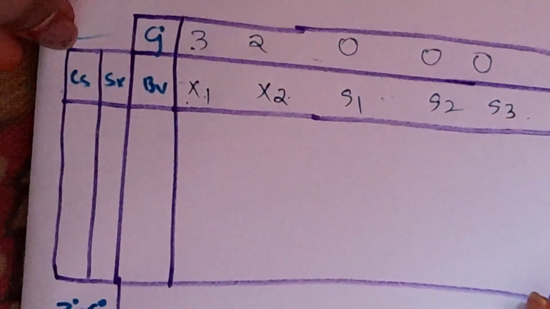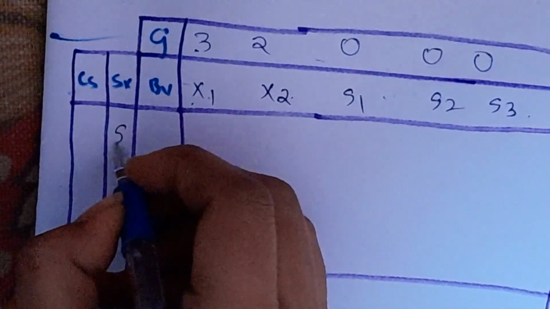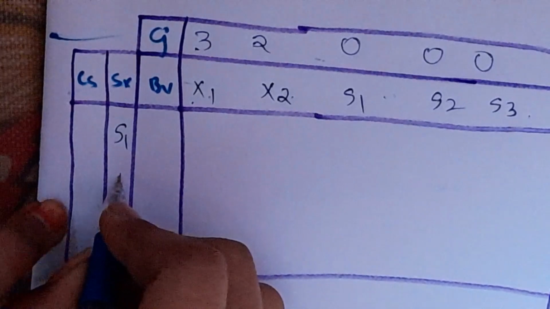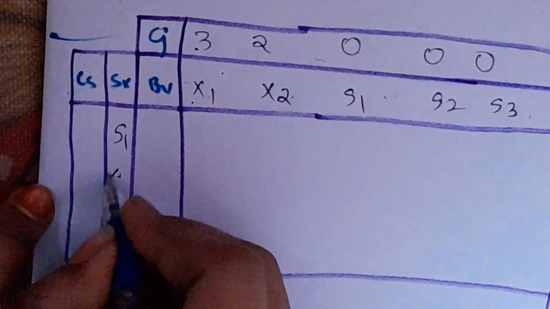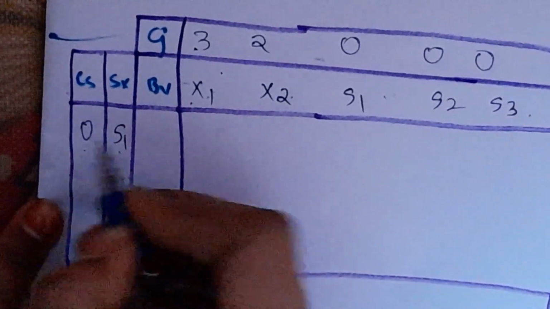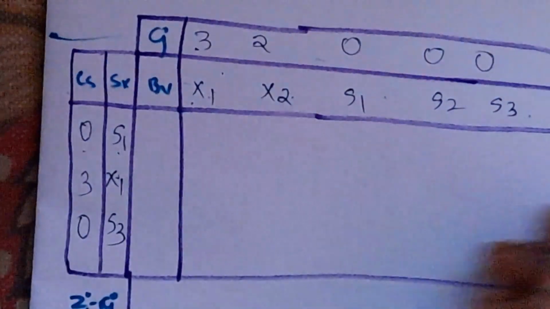Now here, we don't have to write s2 because s2 is outgoing and x1 is incoming. Here we have to write s1, x1 and s3. Okay, s1 value is 0, x1 value is 3, s3 value is 0.